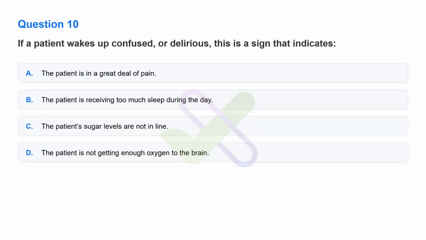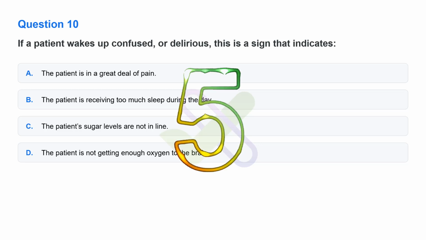If a patient wakes up confused or delirious, this is a sign that indicates: A. The patient is in a great deal of pain. B. The patient is receiving too much sleep during the day. C. The patient's sugar levels are not in line. D. The patient is not getting enough oxygen to the brain.